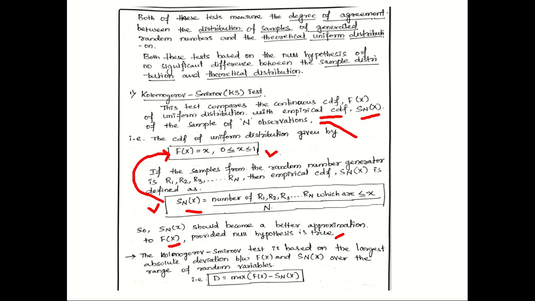So we will calculate the value of d. The d is nothing but the largest absolute deviation between f of x and Sn of x over the range of random numbers. So depending upon the value of d, we will take a decision whether the sample of n observations is uniformly distributed between 0 and 1 or not.